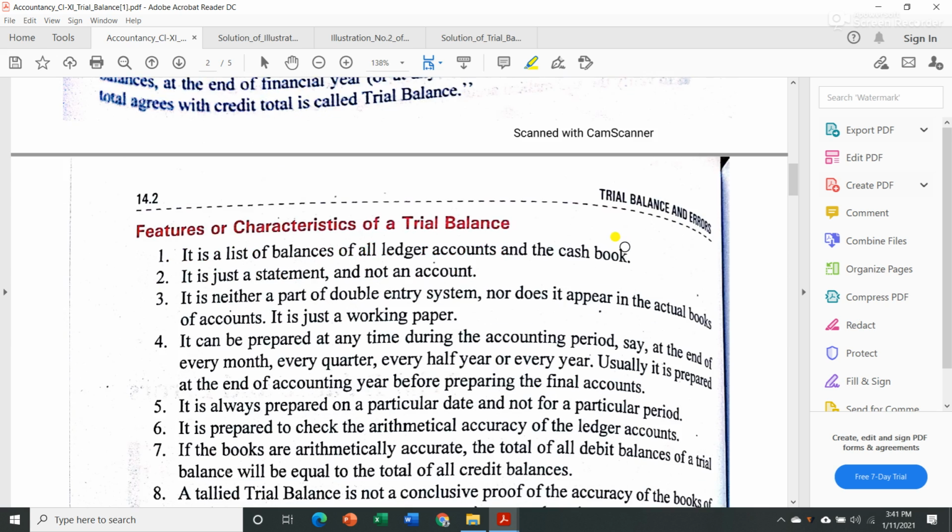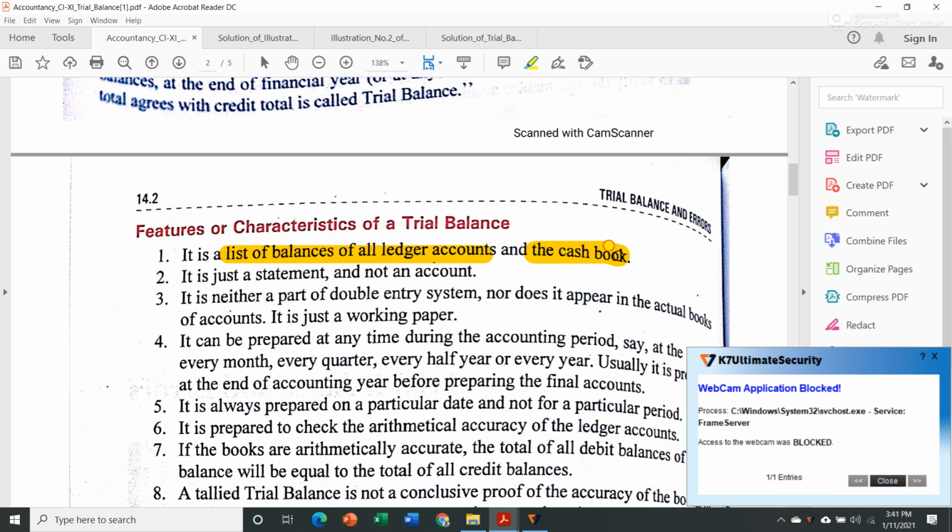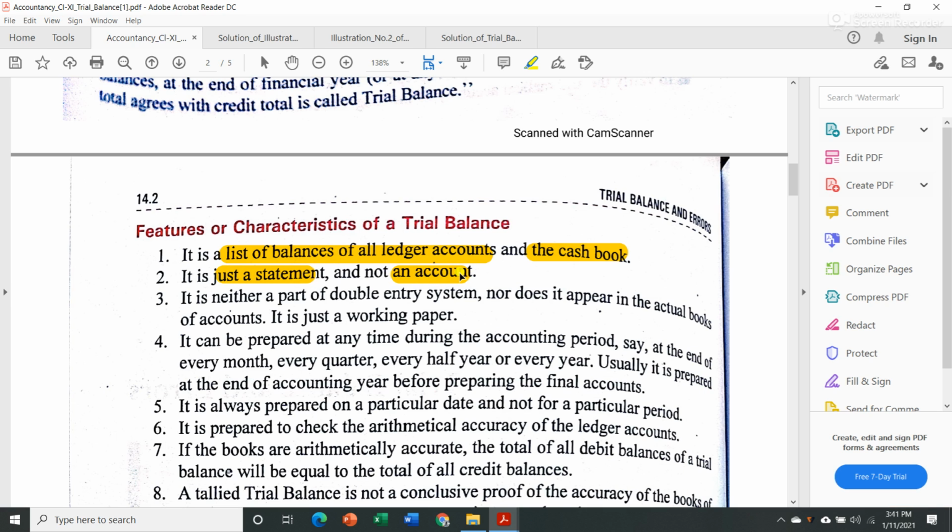Now let us see what are the features or characteristics of a trial balance. It is nothing but a list of balances of all ledger accounts and the cash book. It is just a statement and it is not treated as an account. Means when we see the cash book and the special purpose subsidiary books, they are all treated as accounts, but this trial balance is not an account, it is just a statement. It is neither a part of the double entry system nor does it appear in the actual books of accounts. It is just a working paper.